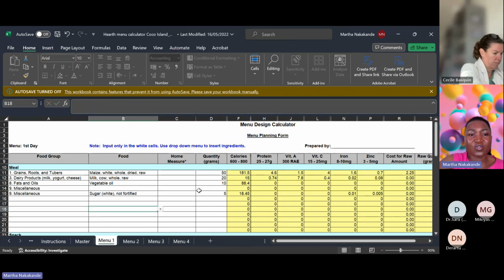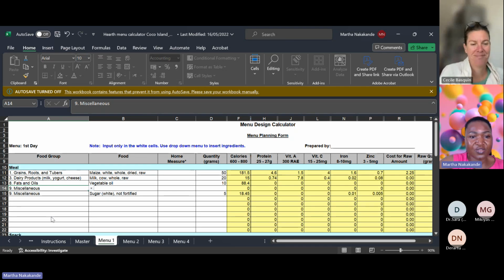So if I do that, it is even. So now we have to go back and modify this. So what are we going to do? You could add another item, maybe an egg. Again, this is based on the list of foods that you have in the community. This is me just showing you how to manipulate this calculator.